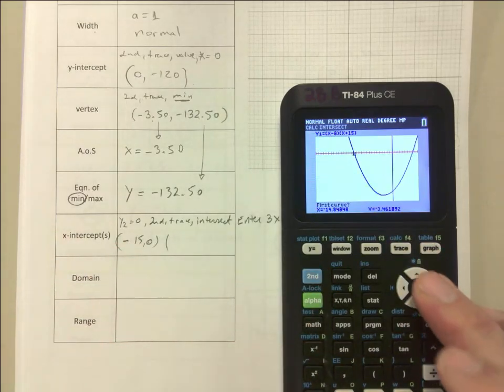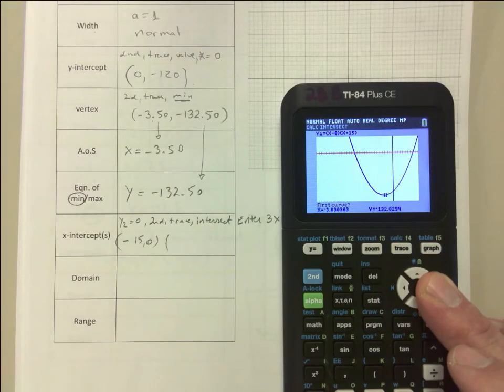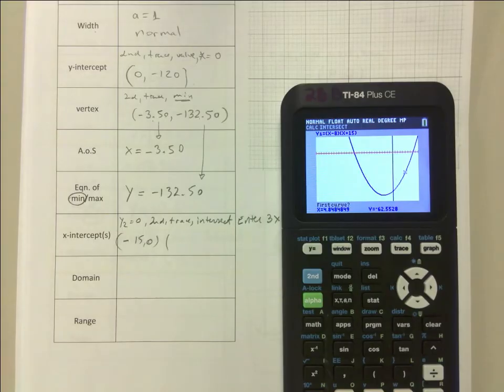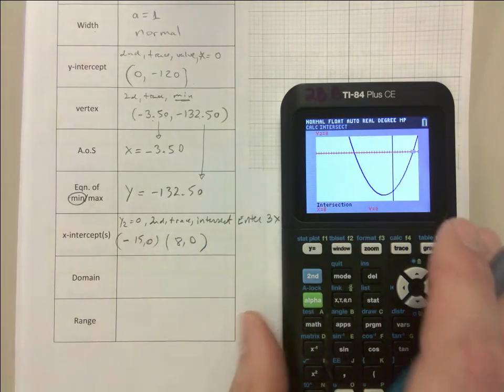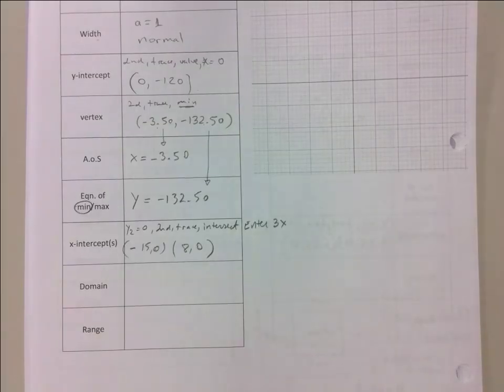Second trace 5 again. Scroll all the way over to the other side. As soon as you're a bit closer to that one than the other one, you can just press enter 3 times. It's going to find it. That's 8, 0. Does anybody see these numbers elsewhere?